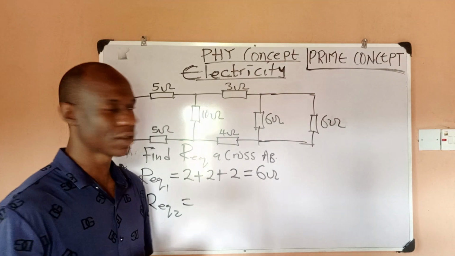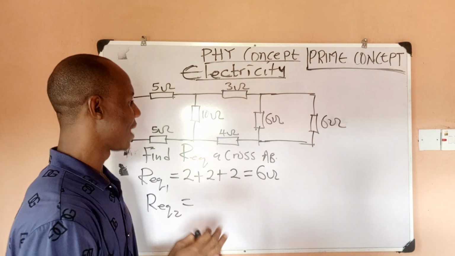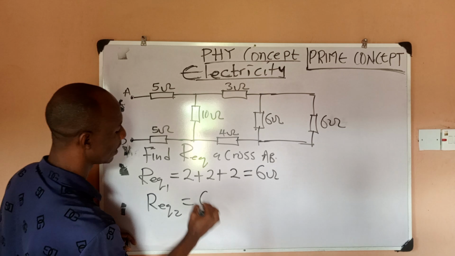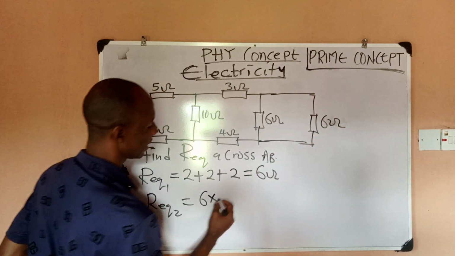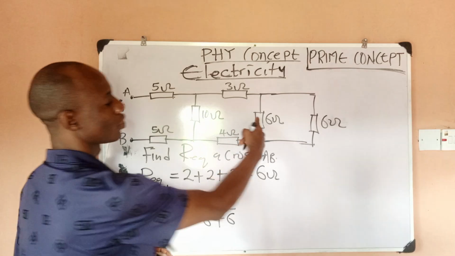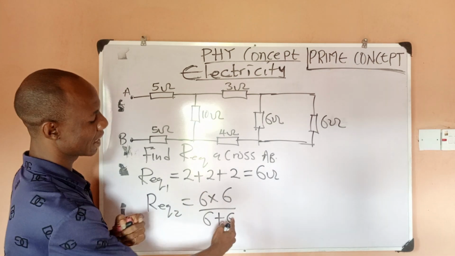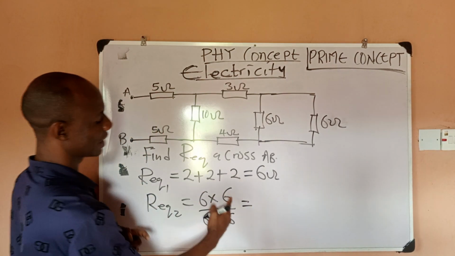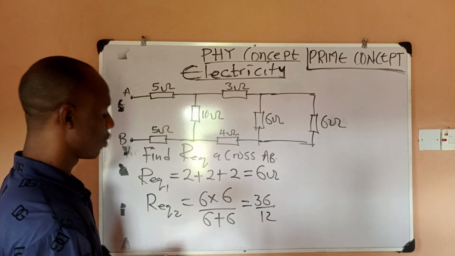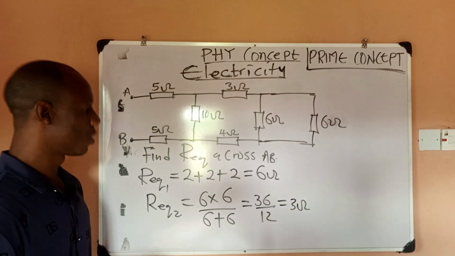Now I taught a very simple way of getting equivalent resistance for two parallel resistors, and the simple thing to do is their product over their sum. So the product is 6 multiplied by 6, divided by their sum, 6 plus 6. When you have two resistors in parallel, you simply do their product over their sum. So we have 6 by 6, which is 36, divided by 12. 36 divided by 12 is 3 ohms. So we have 3 ohms.